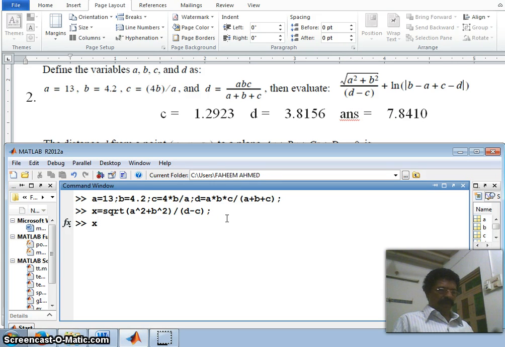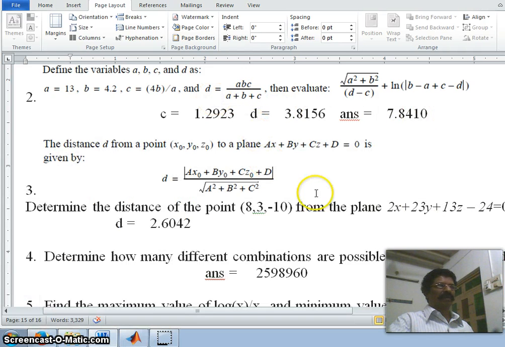With this value I add ln, which means log of, then these two vertical lines mean absolute value. Therefore, absolute value of, this is the bracket for absolute, this is the bracket for log. The absolute value consists of b minus a plus c minus d. So now this is the answer, 7.8410. Right, the second question we have done.